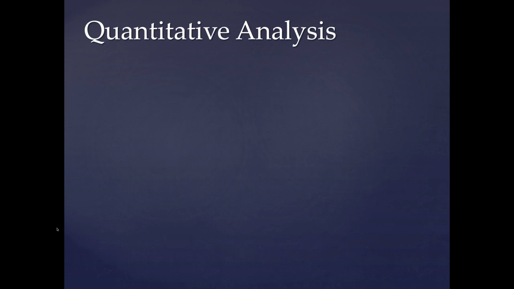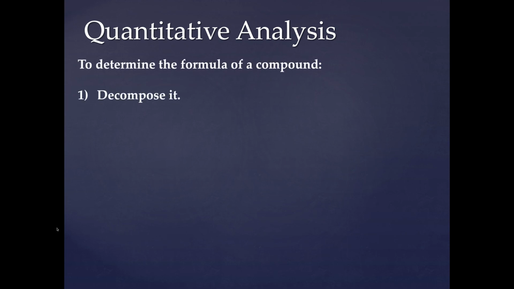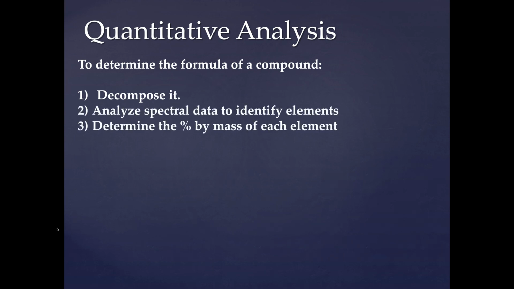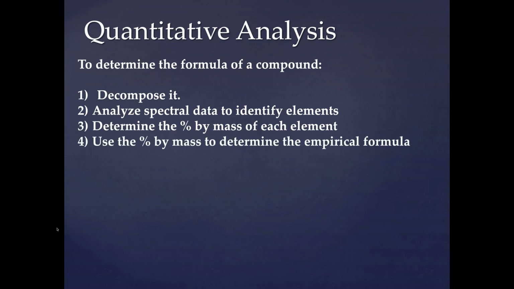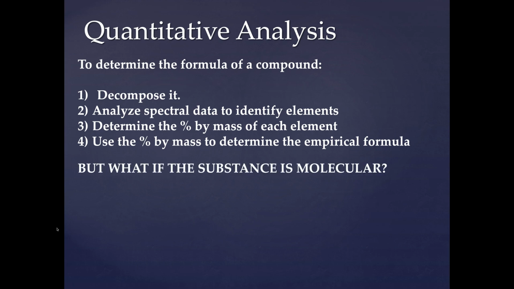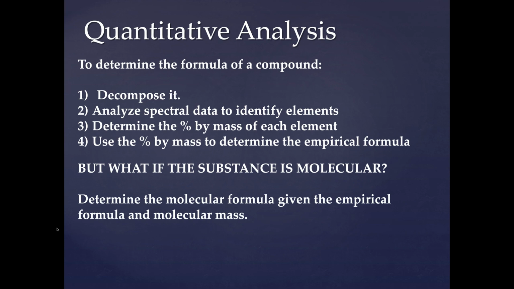To do the quantitative analysis necessary, what we have to do first is decompose the compound, analyze the spectral data to identify what elements are in it, determine the percent by mass of each element, and then find the empirical formula. So this is what you've done the last few days. But what we need to do is take it one more step. To find the molecular formula, we need the empirical formula and the molecular mass. What is molecular mass? How do you find it? Well, I'm so glad you asked.